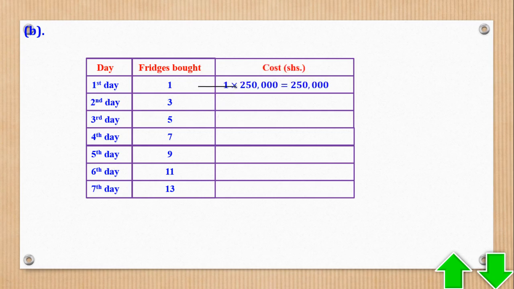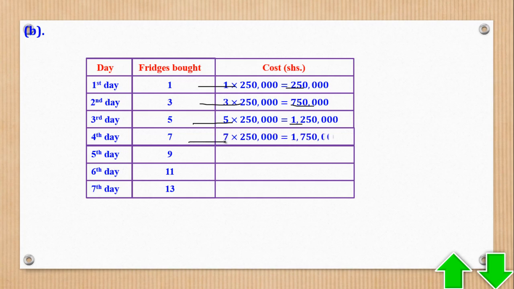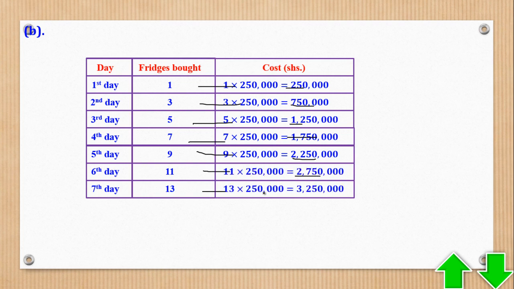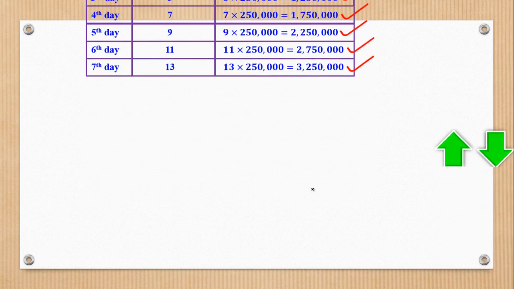Here it was 1 times 250 to give you this. Then here 3 times 250 to give you this. 5 times 250, 7 times 250, 9 times 250, 11 times 250, and lastly 13 times 250 to give you that. And basically that is what they wanted. The next will be now part task C.